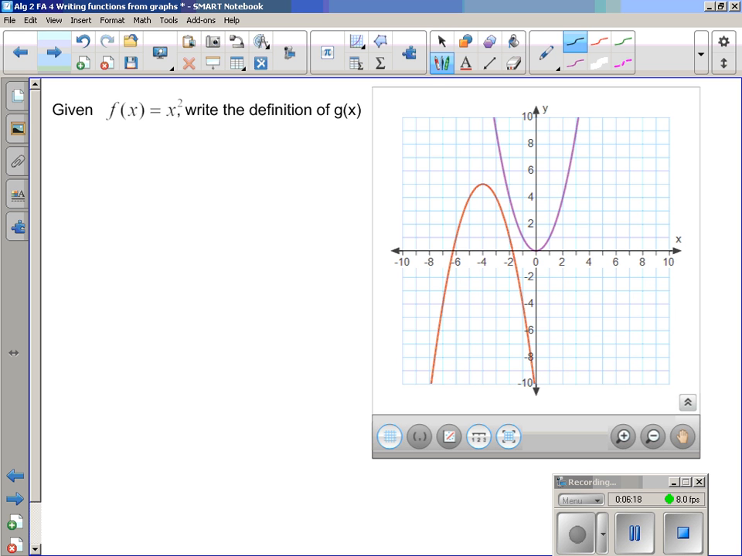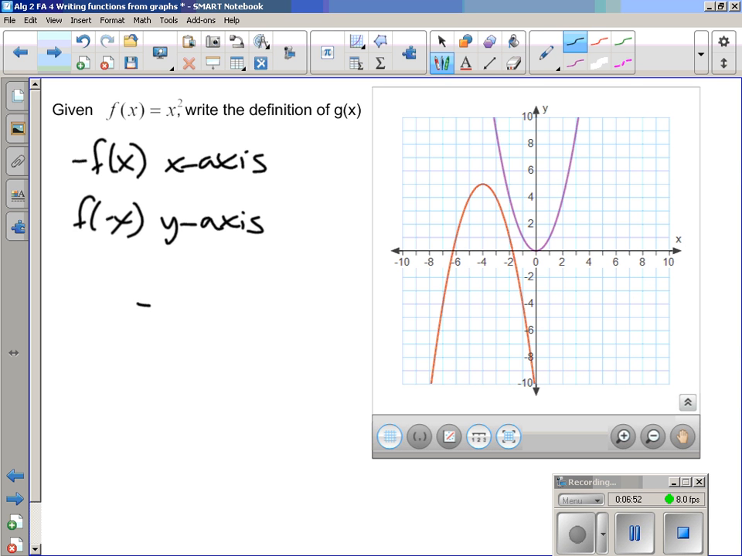So here we don't have just a translation, we also have a reflection. Remember, reflections are where you've got a negative somewhere. It's either going to be outside, like this, or inside. This is if it reflects over the x-axis, where it's out in front, and this is if it's over the y-axis, where it's inside. Now it looks like a flip over the x-axis because I go from opening up to opening down, so I'm going to have a negative in front.